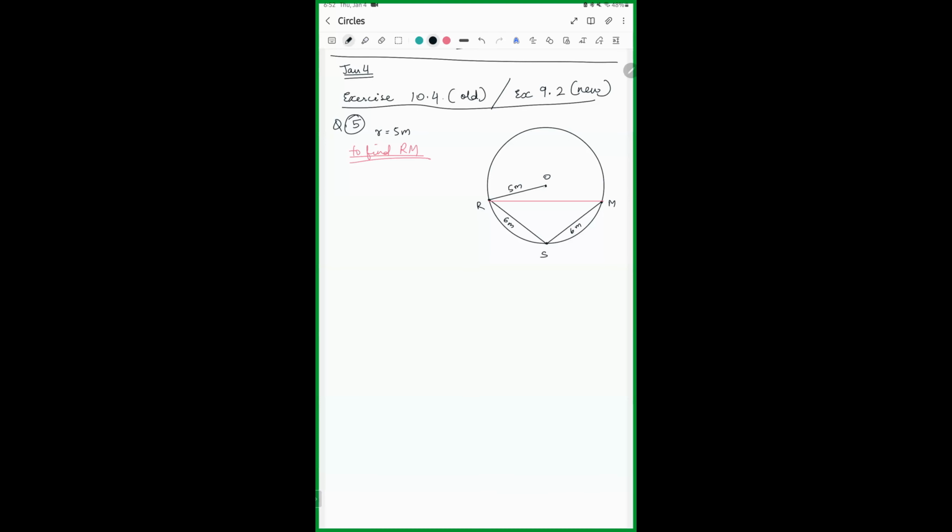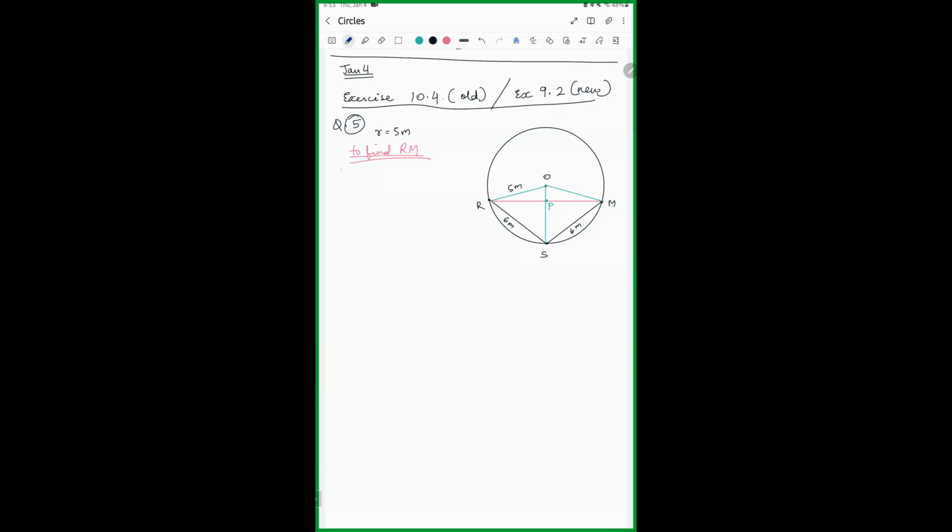So let's do one thing. Let's connect these as well. And let's connect this O and S. The point where this meets RM is P. Okay, so let's write it like this. Construction. Let's say R is Reshma, S is Salma, and M is Mandeep. That's why I've written these letters.